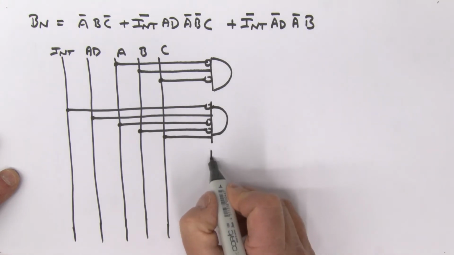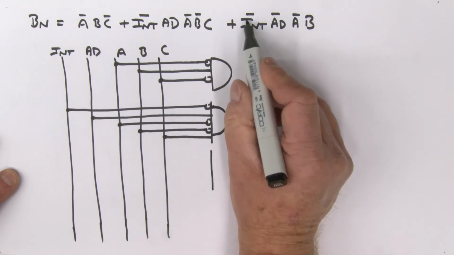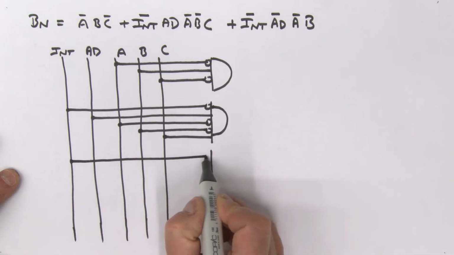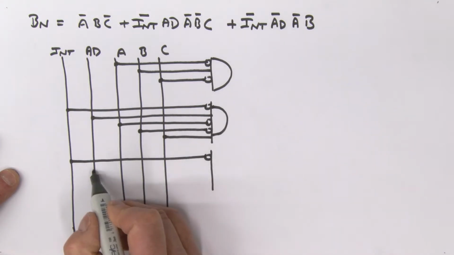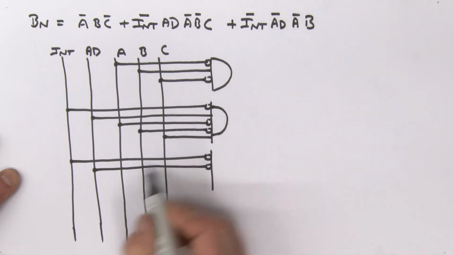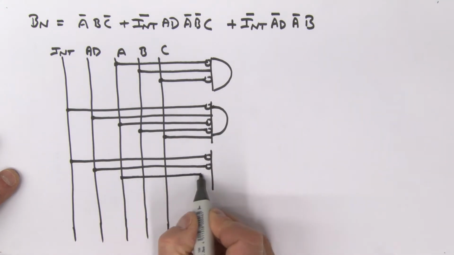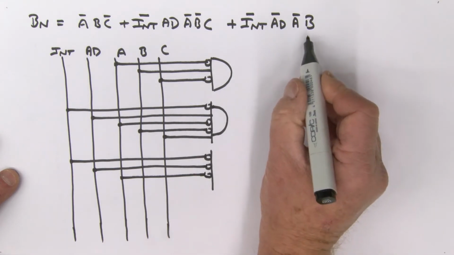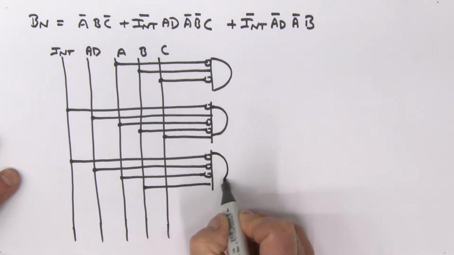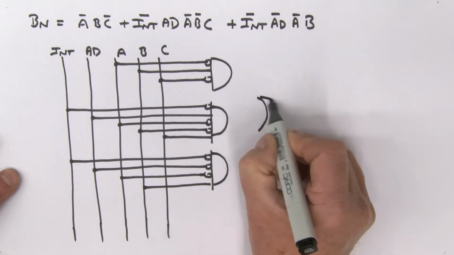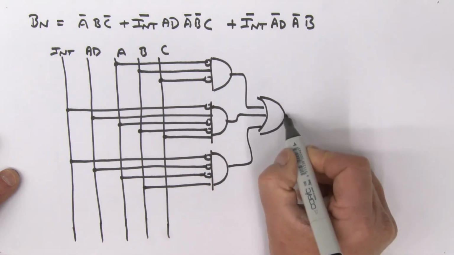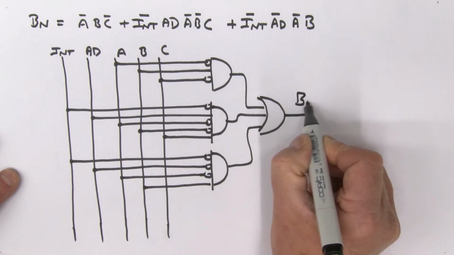Third product term, here it is. I've got INT bar, so here's INT, grab it, invert it. I've got AD bar, so I'm going to grab this, going to invert. Then I've got A bar, so here is A, going to invert that. And then I've got B, so here is B. All right, so that's my third product term. We're simply going to OR these guys together, like so, and that is, of course, my BN.